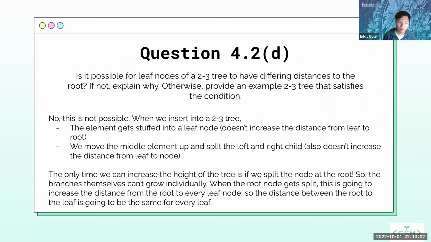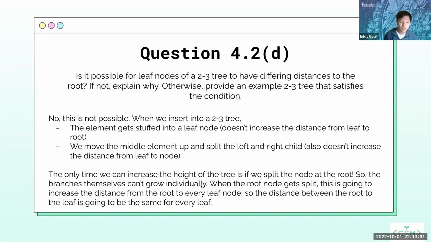And the key idea behind increasing the height of a 2-3 tree is that we're only going to increase the height when we split the node at the root. And you can imagine that's going to happen after a chain of middle elements being pushed up. And so that's the only time we can increase the height of the tree.